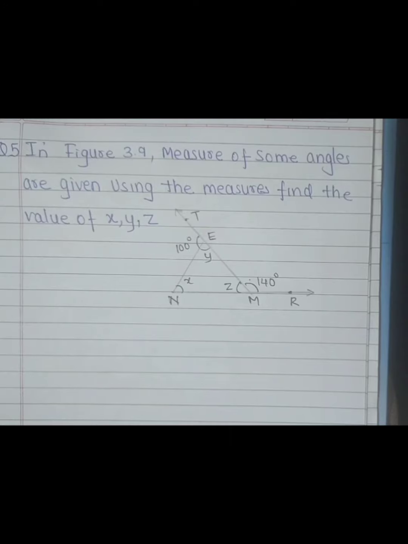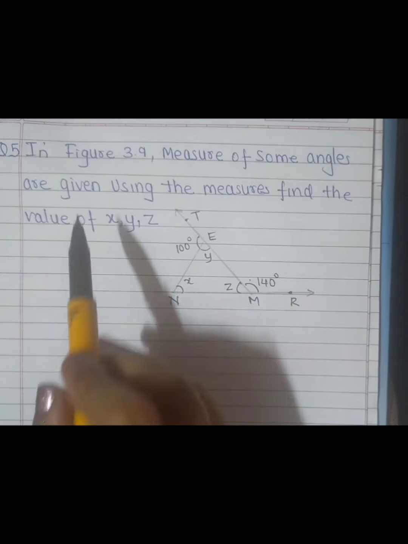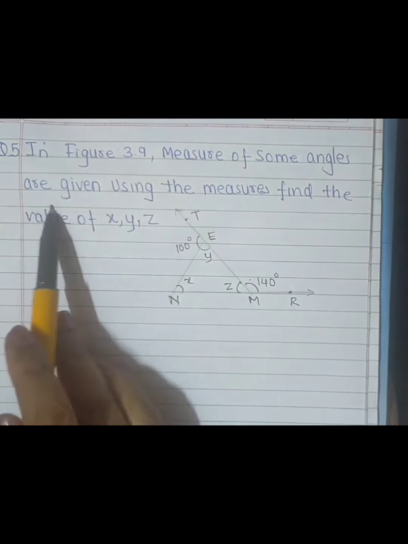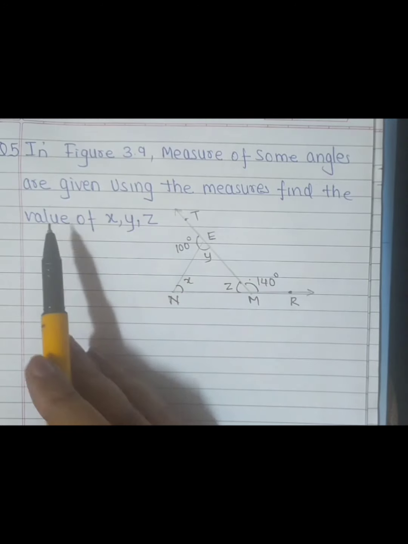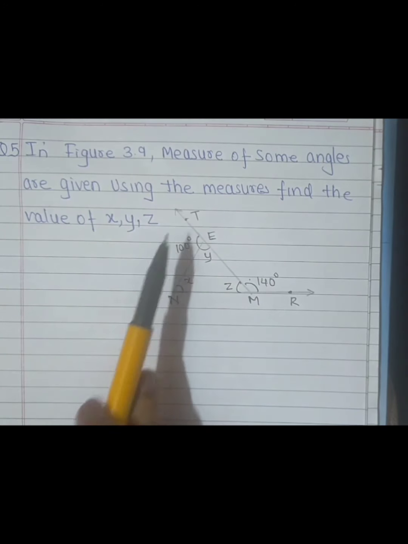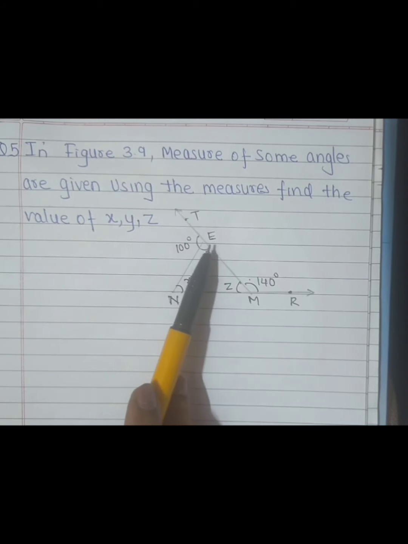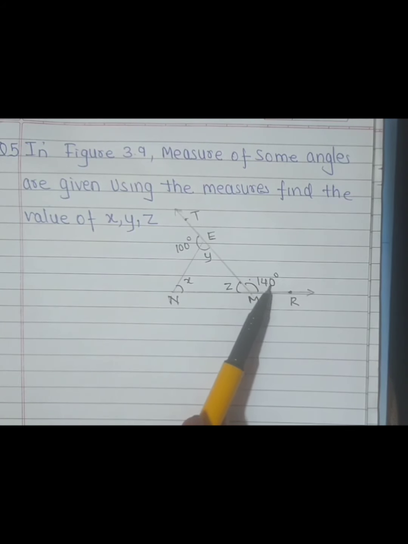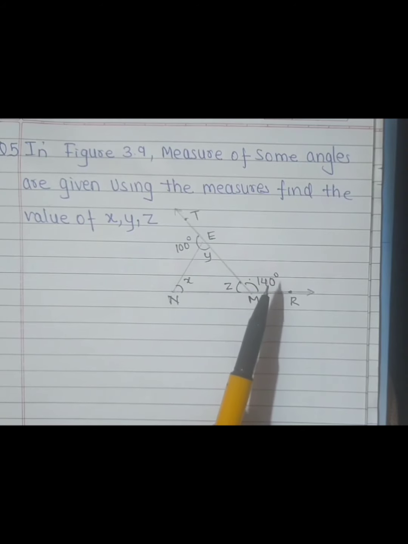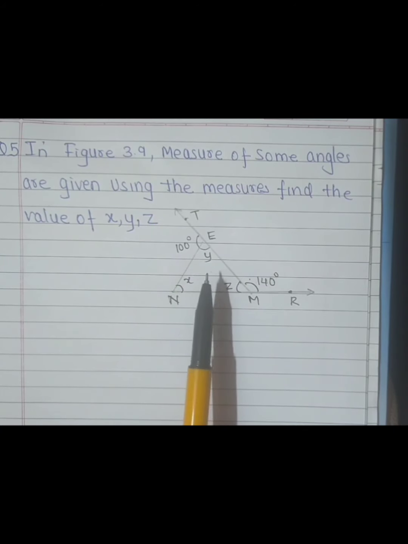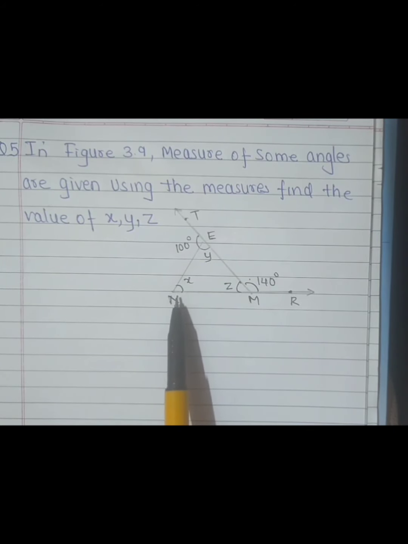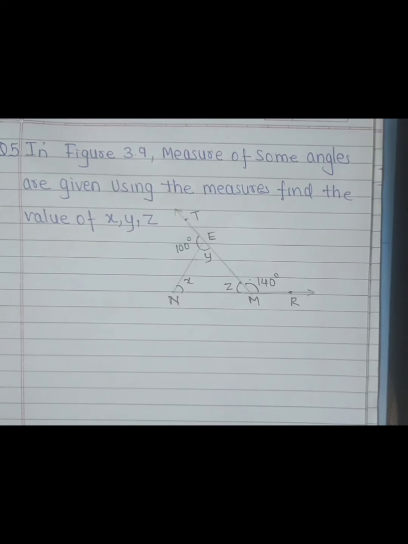Question number 5. In figure 3.9, measures of some angles are given. Using the measures, find the values of x, y, z. Here angle TEN is given 100 degree and angle EMR is given 140 degree. Interior and exterior angles are given, so inside we have to find the measures of x, y, z. So we'll start with the solution.